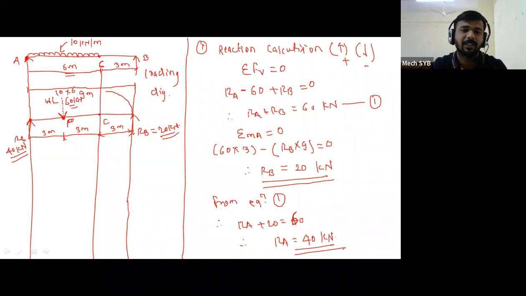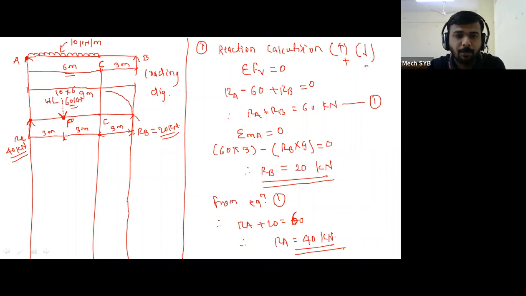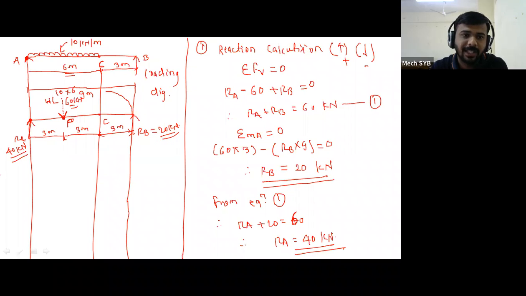How to verify your answers? Addition of the two forces RA and RB. The forces which are moving in the downward direction are equal to the forces which are moving in the upward direction. So how many forces are going upward? 2. That is reaction RA and RB, and if we add both, how much do we get? 40 plus 20, 60 kilonewton.